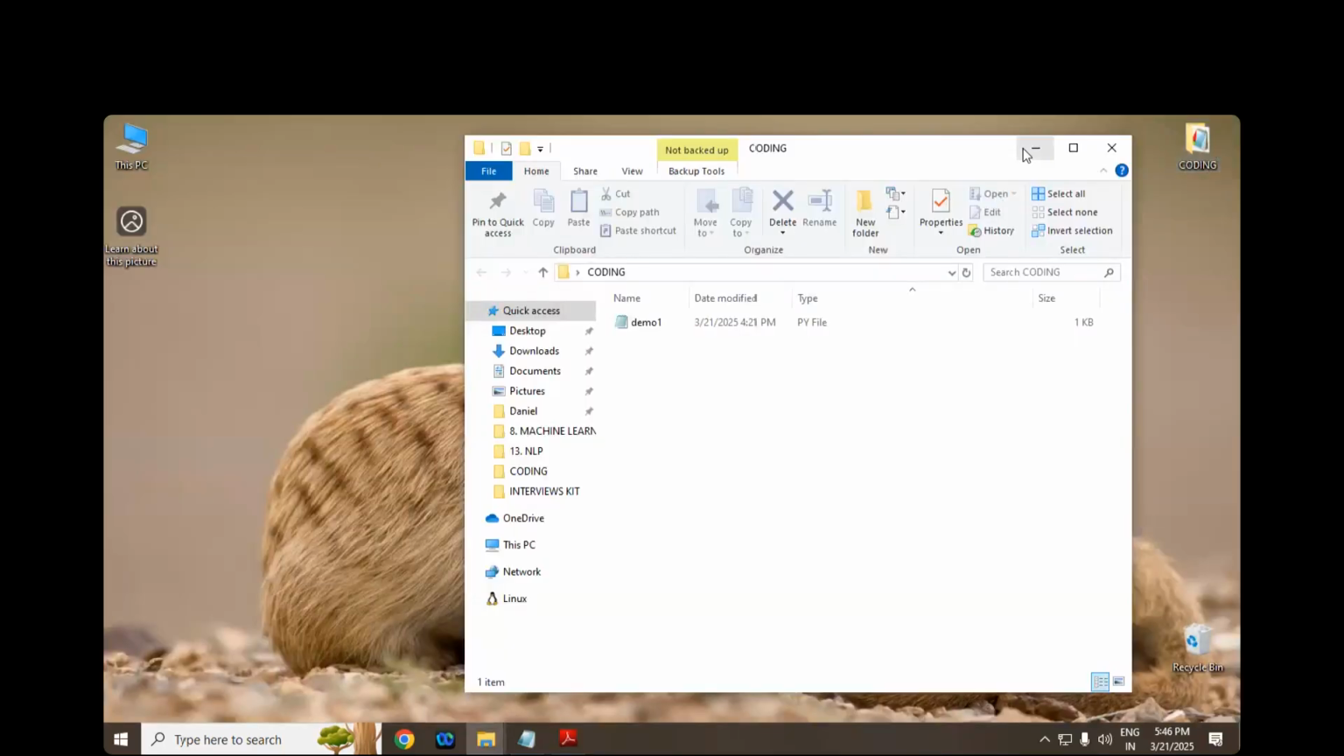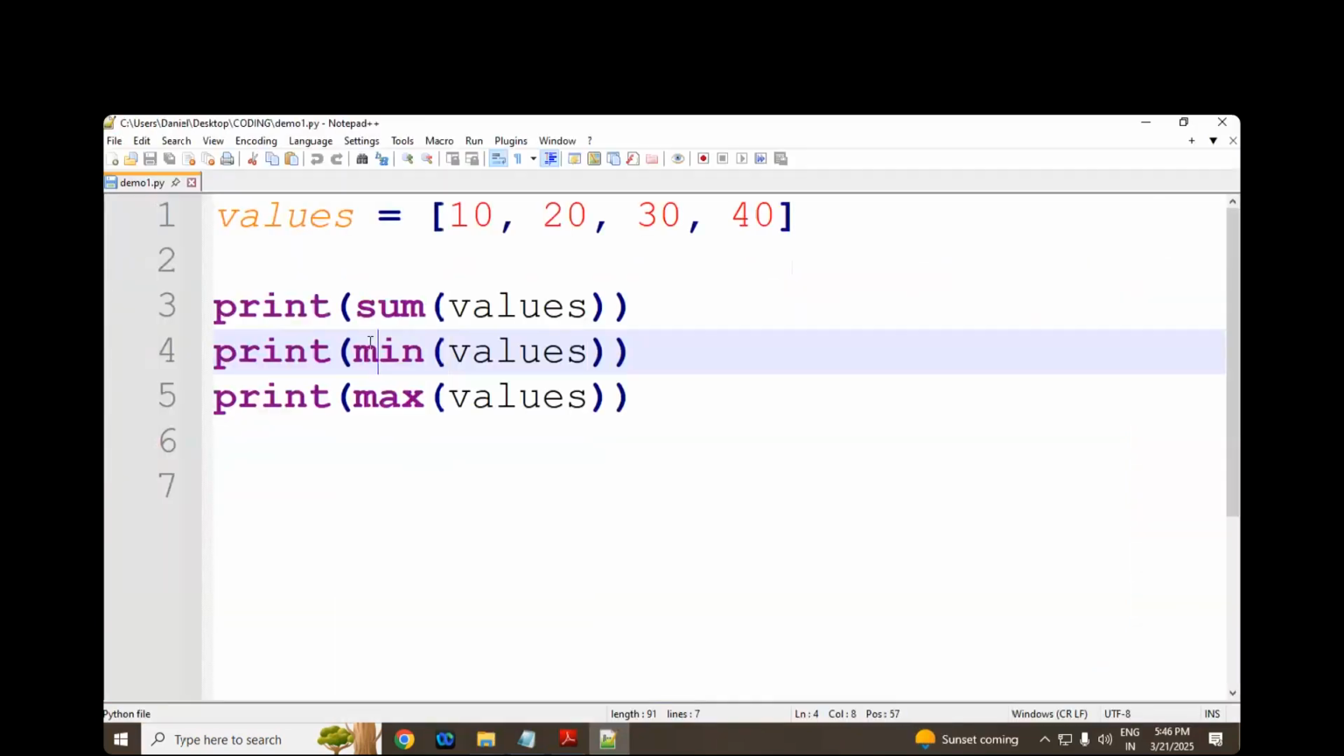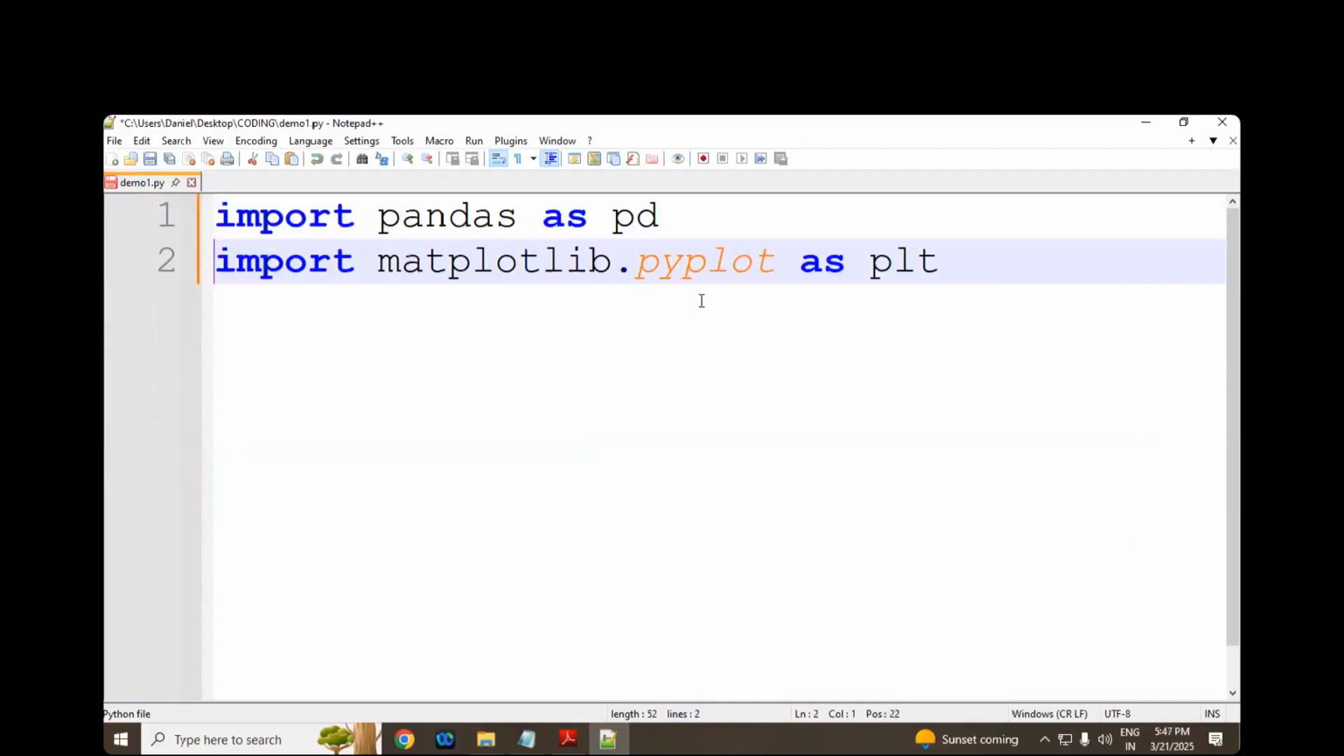Good image, man. Good image actually. This is not required.